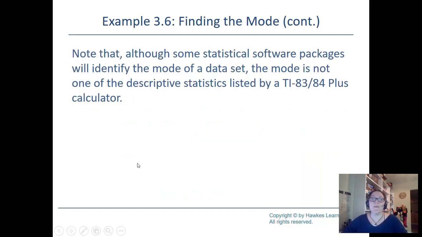Now, I do have a little word of warning here. Although a lot of statistical software packages may identify the mode of data, like Excel or something like that, some of those actually allow you to look at data and tell you what the mode is. However, the TI-83 or 84 Plus does not do that, especially in our one var stat. It's not one of those that's listed. So these you are going to want to do by hand.